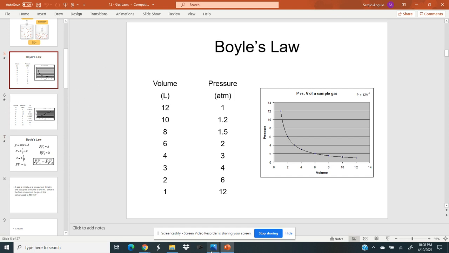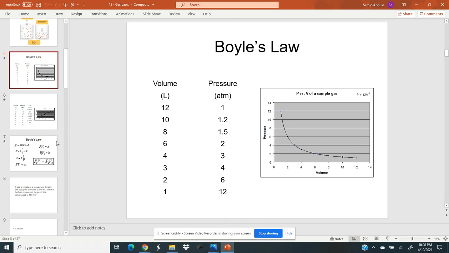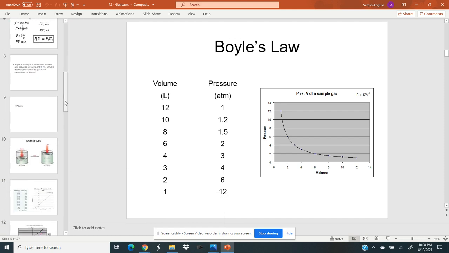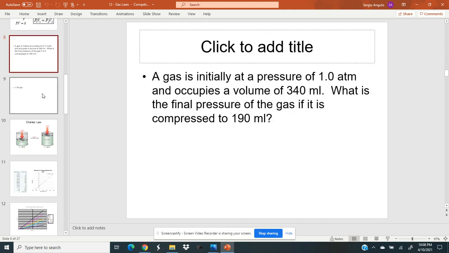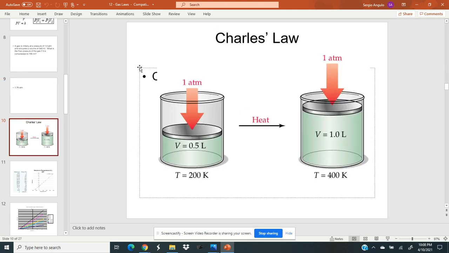All right. So that is Boyle's law. Let's move on to the second one. In another video, I'll do a sample problem using Boyle's law. Okay. Charles' law is the next one.